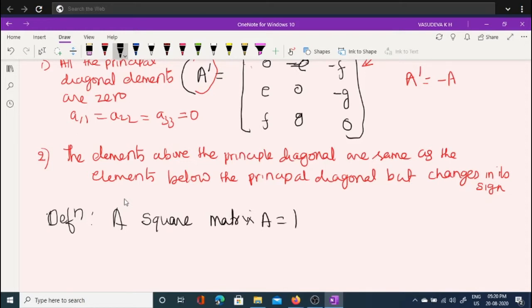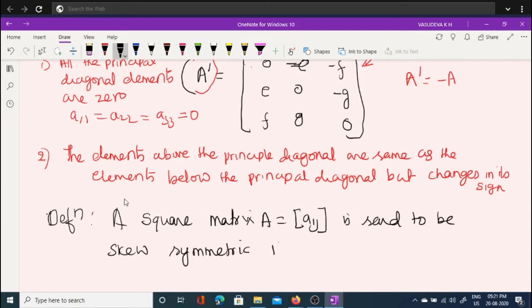A square matrix A equal to Aij is said to be skew-symmetric if Aji is equal to minus Aij for all possible values of i and j.